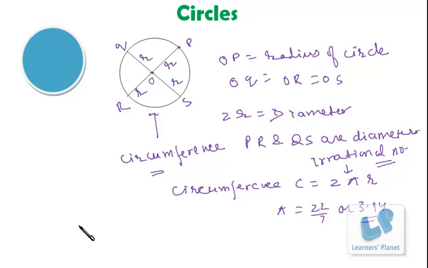Now similarly, area of circle, suppose it is A, then it will be pi r square. So these two are the basic formulas to find out the circumference and area of the circle. Now let's discuss the other terminologies also.